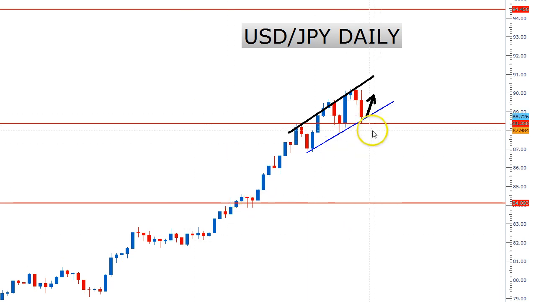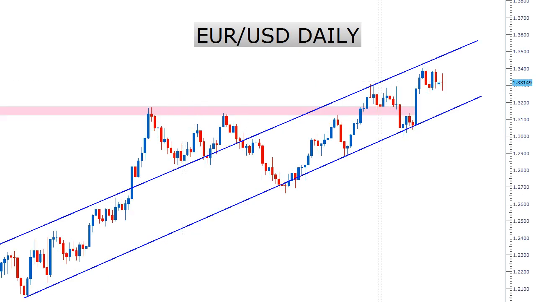If we do see some breaks, if it breaks through here and closes below the 87.80 area, then we'll be talking about some reversal signs. But as of now, it still looks like a minor pullback from the technical analysis point of view. Okay, euro dollar is still just hanging out in the middle of this area here.